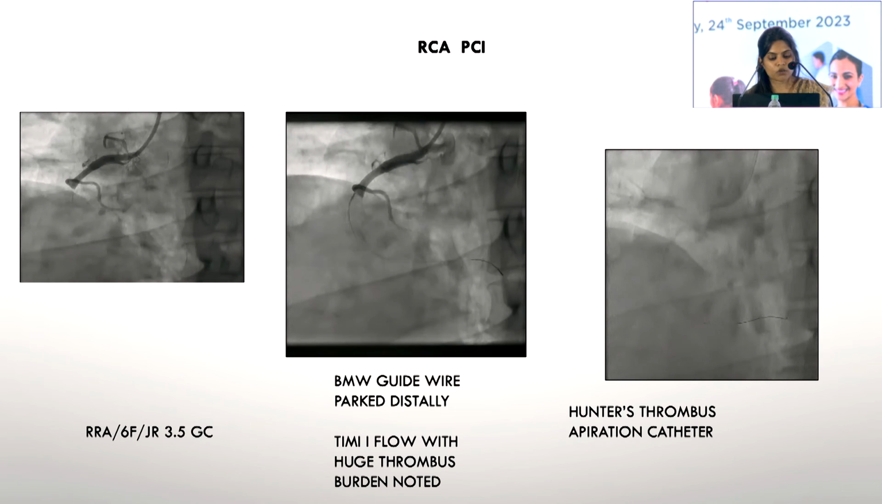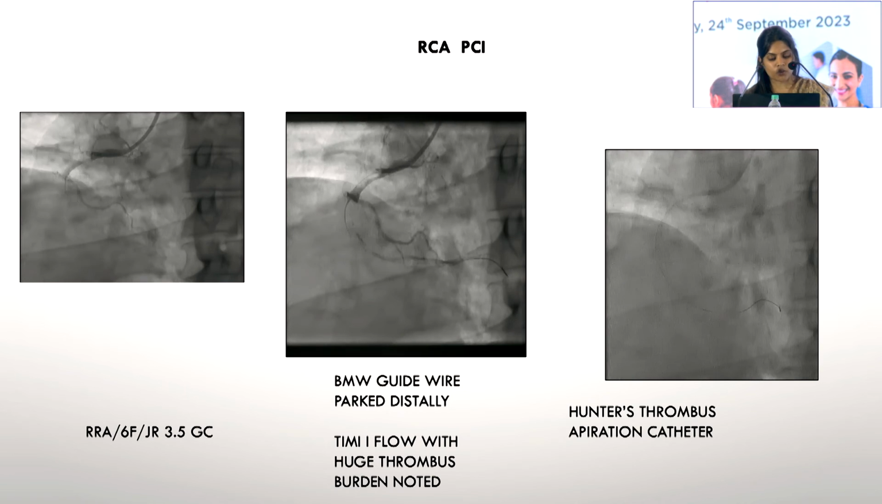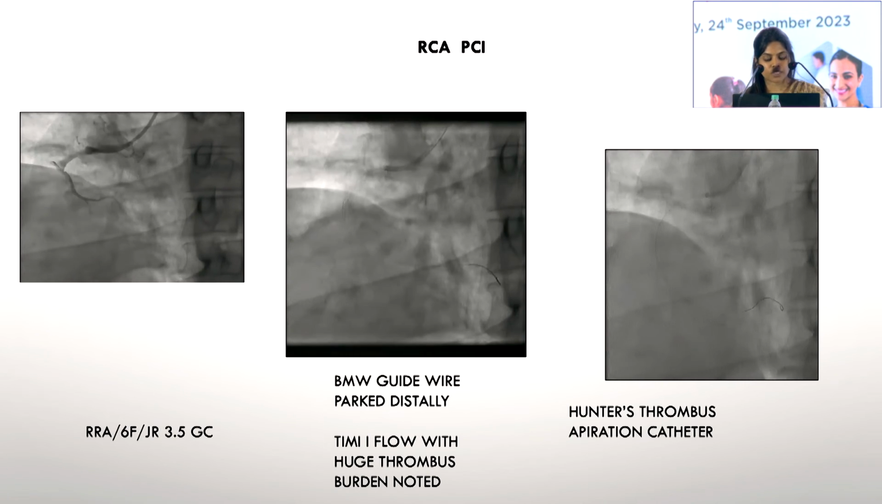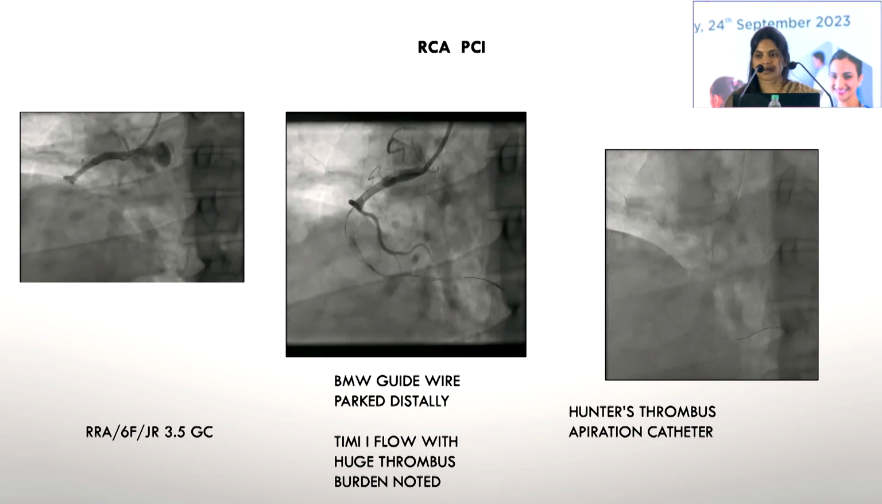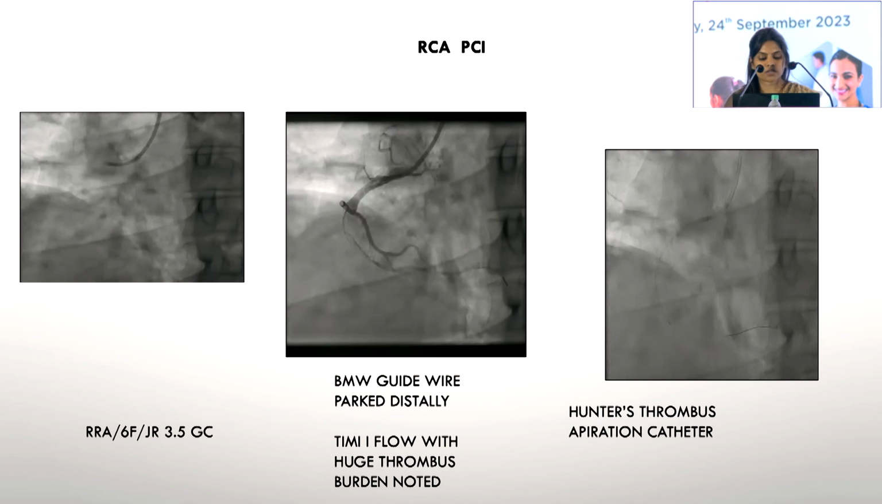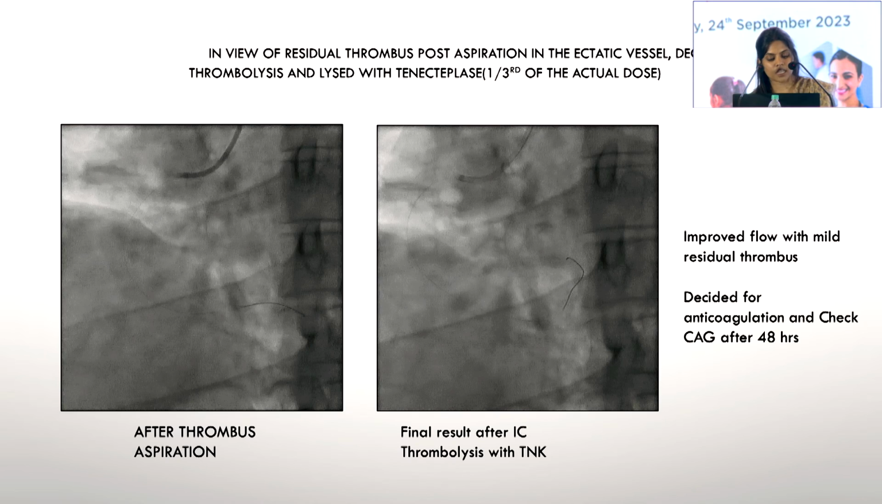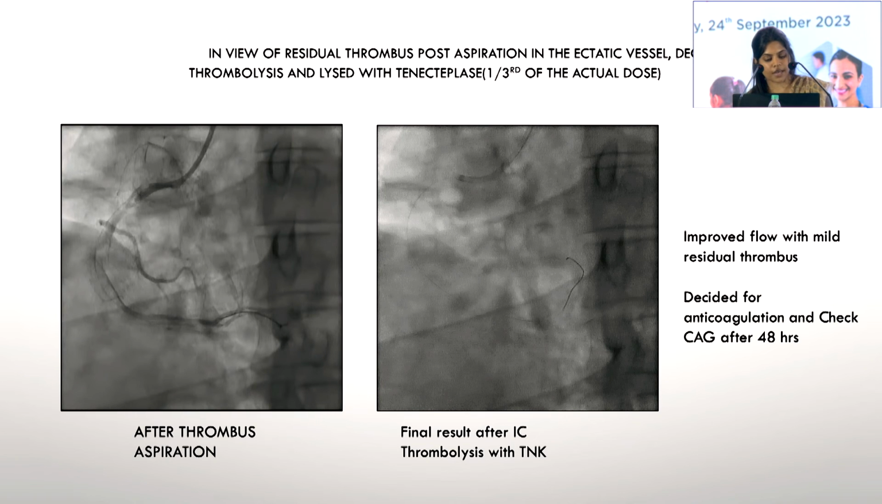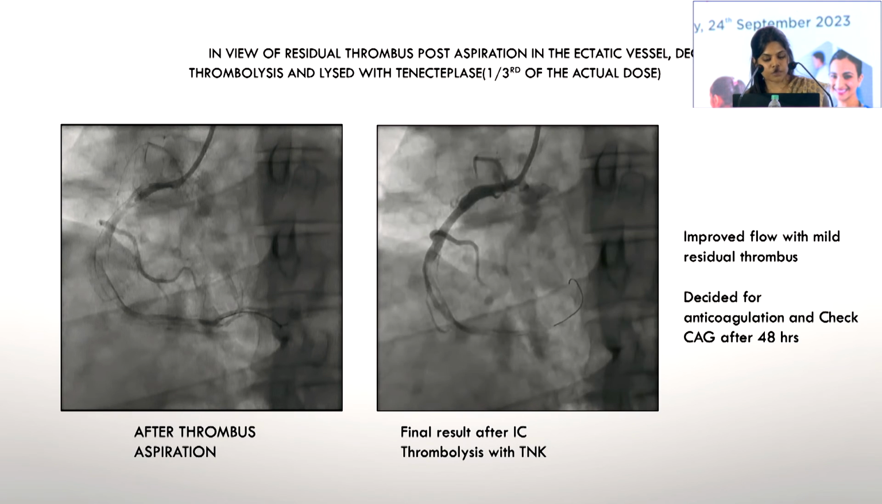He presented to our center, and after wiring, this is what we saw: the mid-RCA and beyond has a very high thrombus burden. I know routine thrombus aspiration is not recommended, but here there's a very high thrombus burden and it looks like an ectatic RCA. So we used a Hunter aspiration catheter and aspirated some amount of thrombus, and this is what it looks like after aspiration. You can see in the panel that there is some residual thrombus.